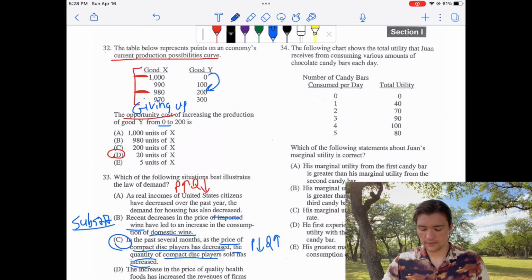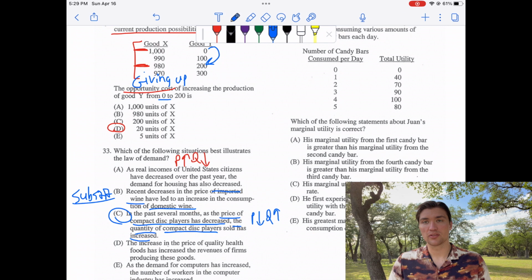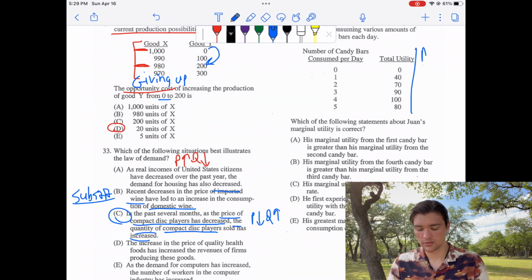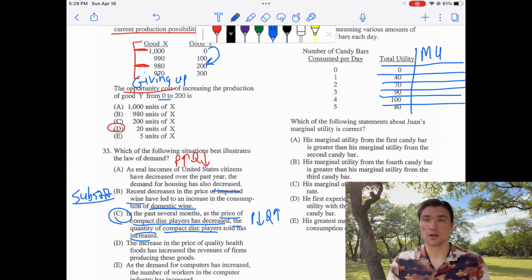34, this gives you your total utility from consuming chocolate bars. So we have the total. What is true about the marginal utility? So let's find the marginal utility real quick. All we do is we find the change in the total. That's how we find marginal.